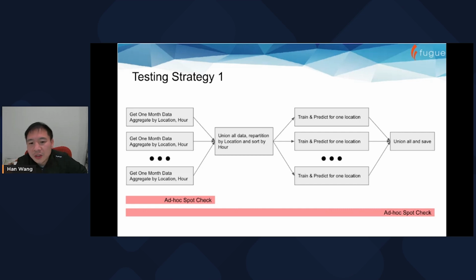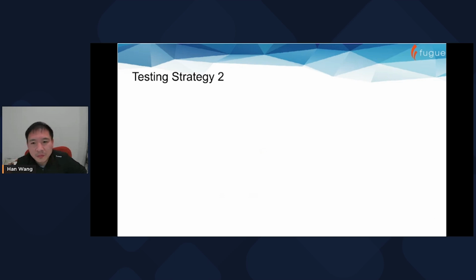And actually, there is no protection on the quality and the correctness. Right? So this is obviously a suboptimal solution. So now let's think in another way. How can we improve the testability of the workflow?